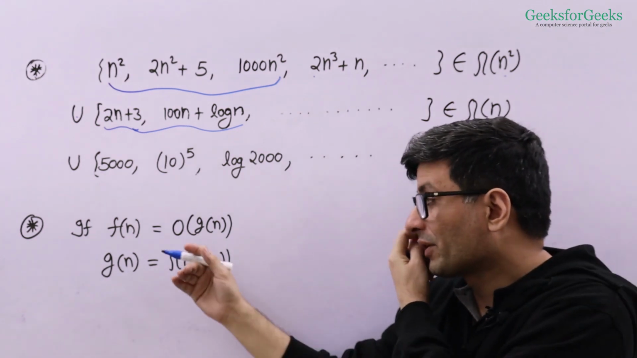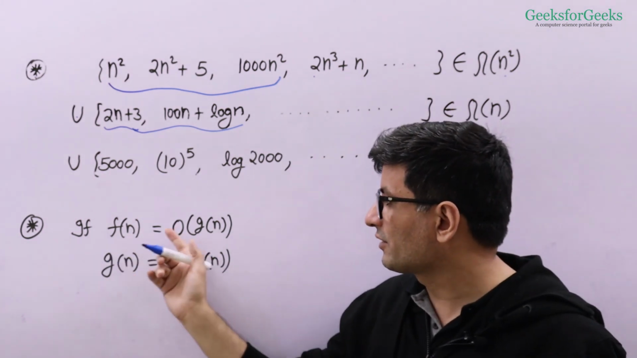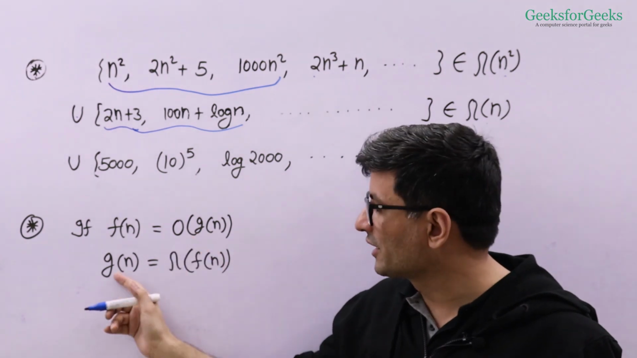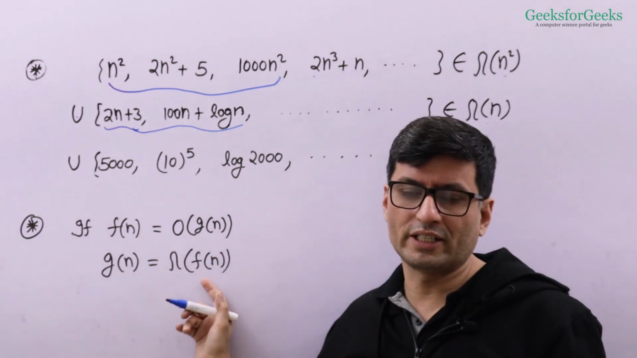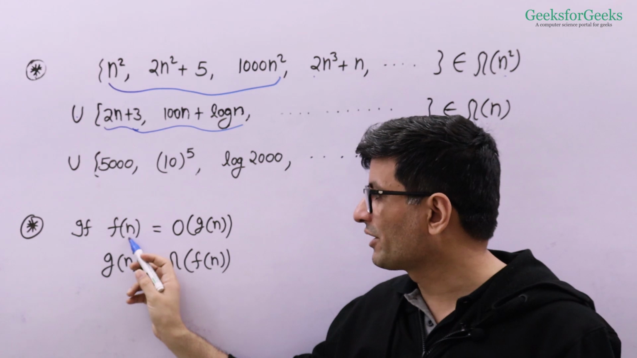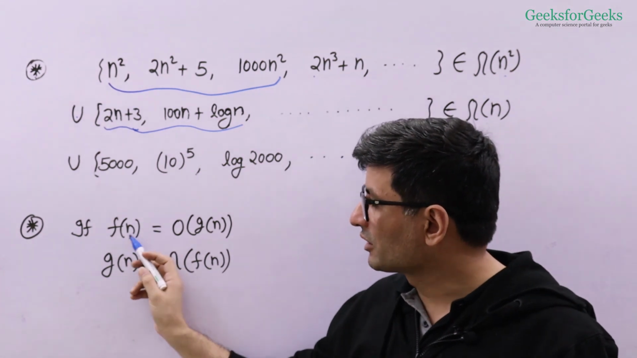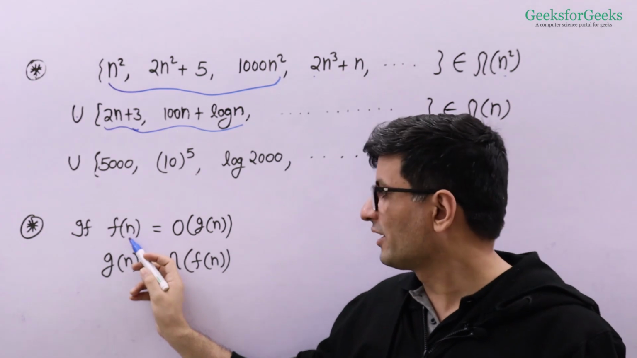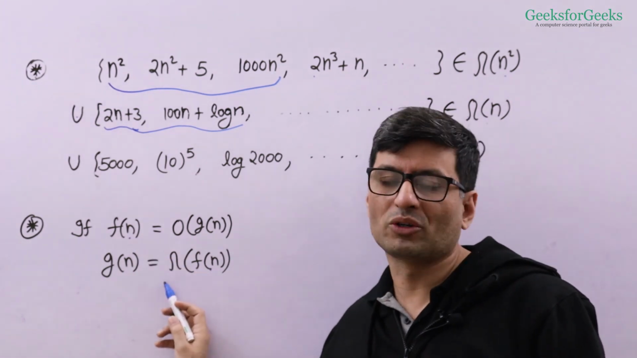Now, last thing about big omega notation, if Fn is big O of Gn, then Gn is big omega of Fn, right? Because they are opposite of each other. If one function is having order of growth smaller or equal, right, then I can write it here with big omega notation.